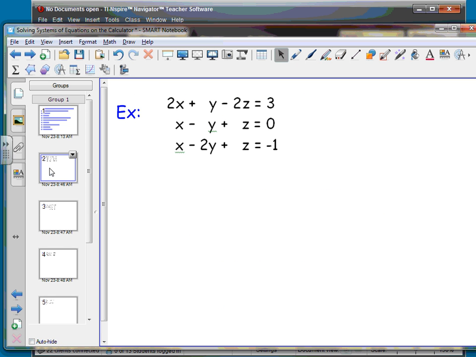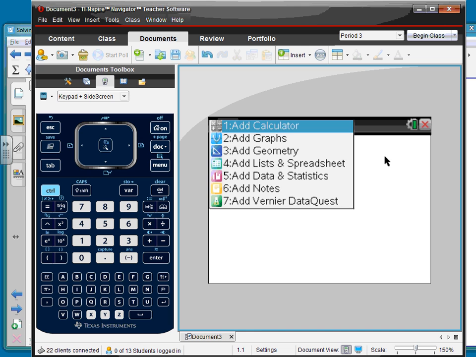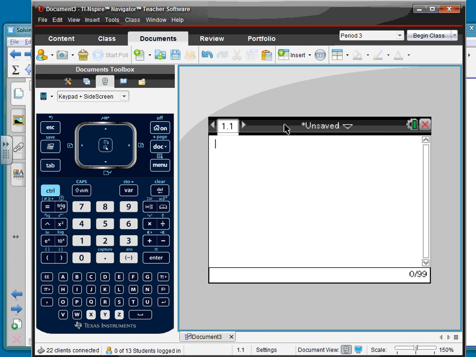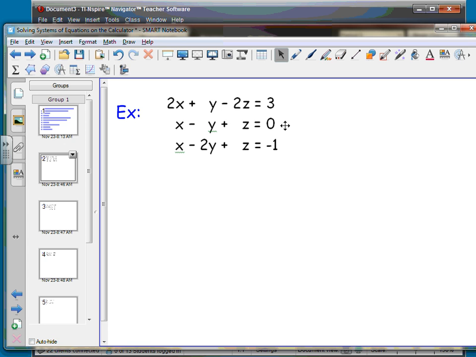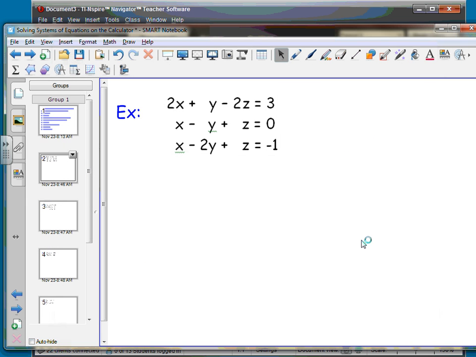So let's go ahead and do it. So here's your systems of equations that I give you. All you have to do from here is we're actually going to go over to our calculator and we're going to hit a new document, and I want a calculator page. And I'm going to print this out for myself so that I have them, because you guys have them in front of you too. And it'll be a whole lot easier for you guys to enter these in.